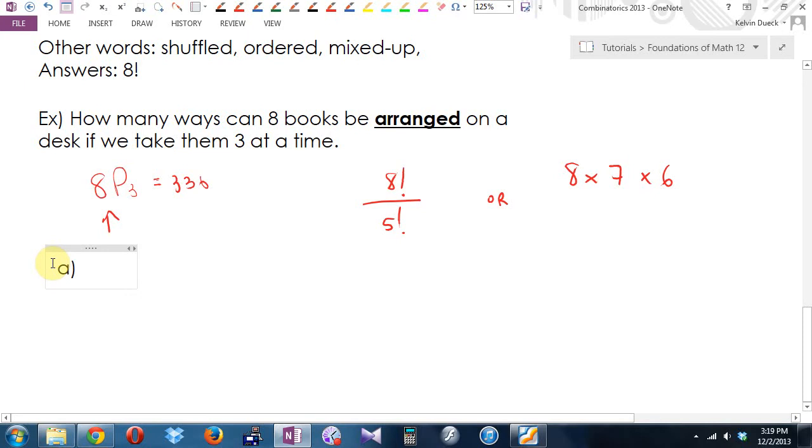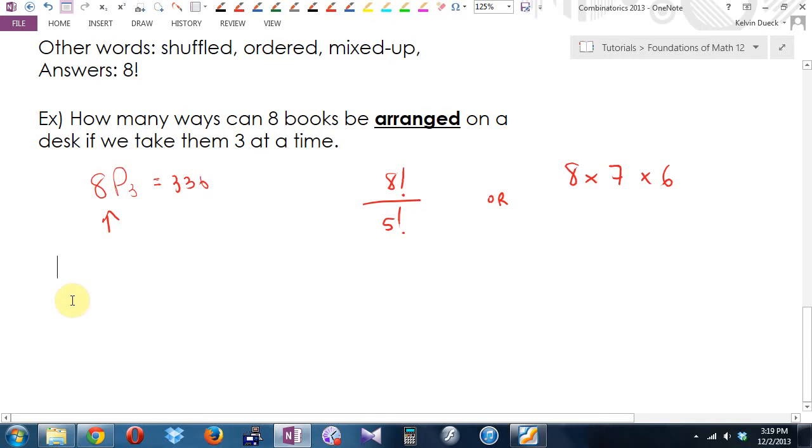A, 8P3, B, 8C3, C, 8P5, D, 8C5. I would do something. I have to come up with good wrong answers for a multiple choice question. Okay? Is that all right? So yeah, and some kids would choose that, for what it's worth.